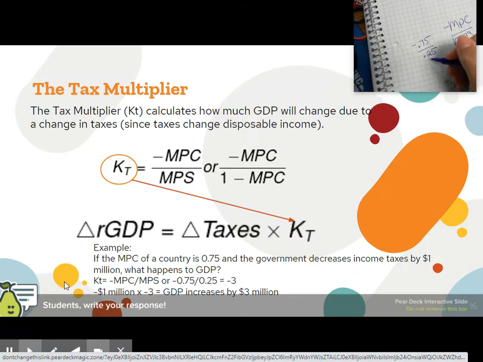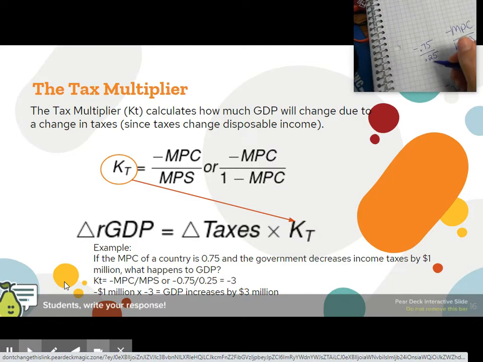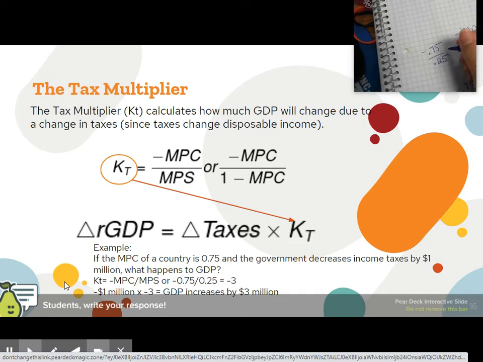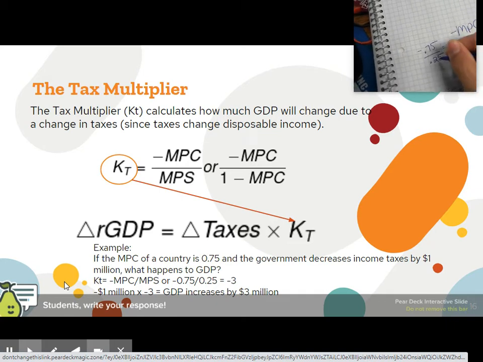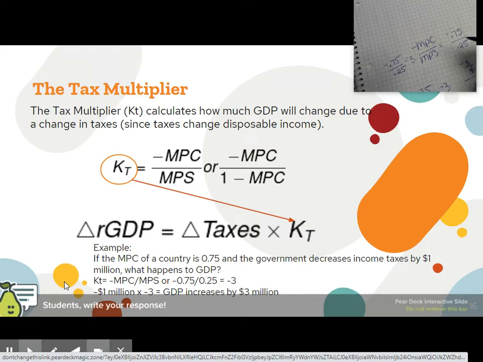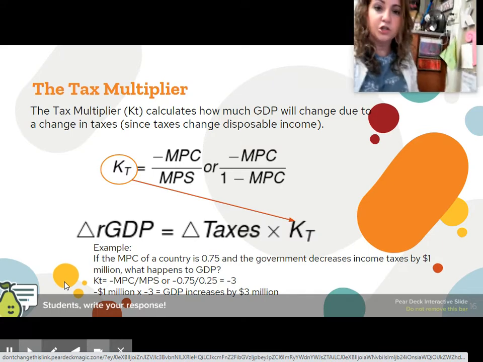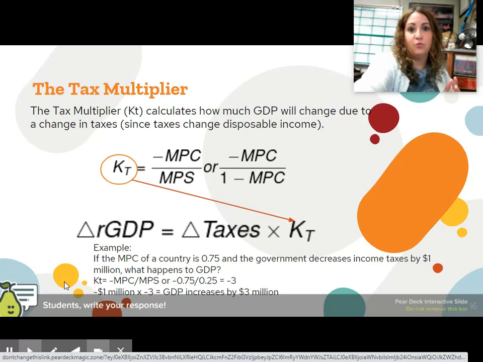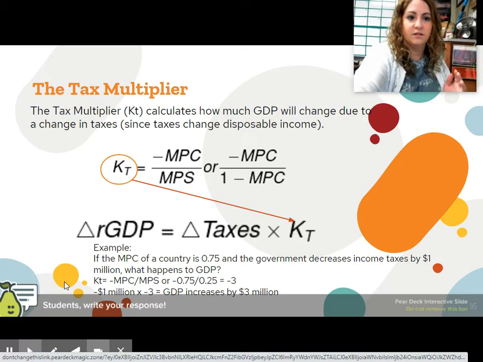Or you can think of it like money: negative 0.75 divided by 0.25. That 0.25 is a quarter, that's 25 cents. How many 25 cents go into 75 cents? Three 25 cents make up 75 cents, so negative 3. Either way you solve negative MPC over MPS, you're going to get the same answer. So make sure you pick the type of math that works for you.